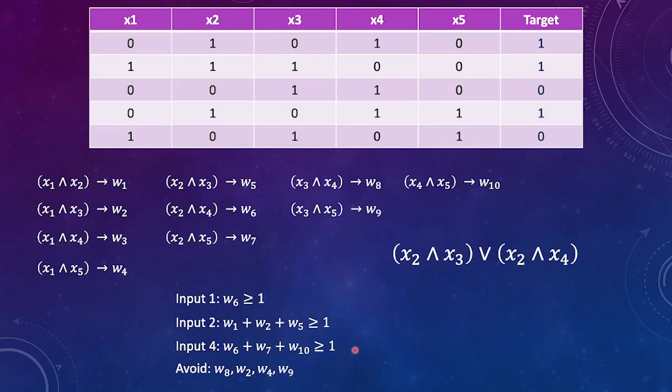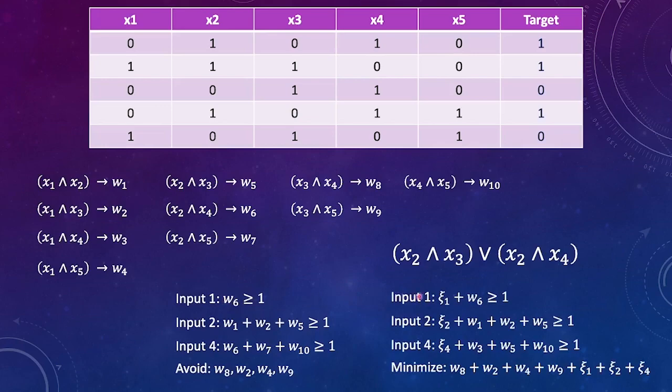So what we can do is add something called a positive penalty, the penalty for the positive variables, which will look something like this. For the input 1, I'm adding one more variable xi1. So if I cannot select w6 for some reason, in that case I want to set up this penalty variable xi1 and minimize it. Same for input 2 and input 4. I want to minimize this xi1, xi2, and xi4.